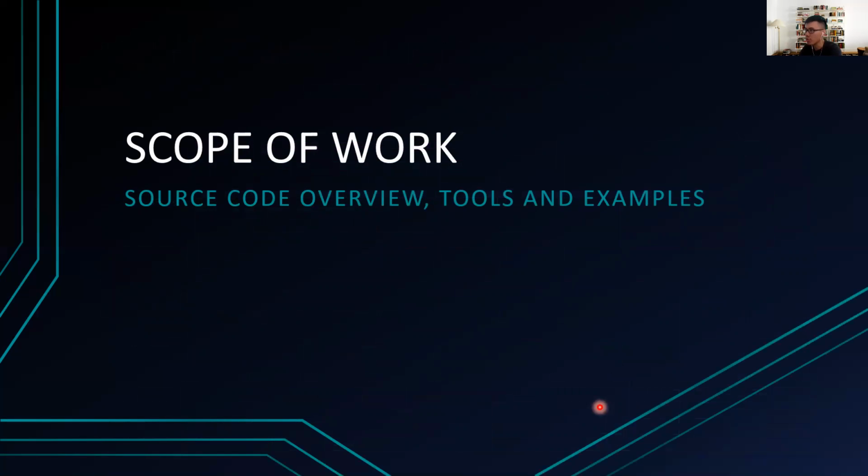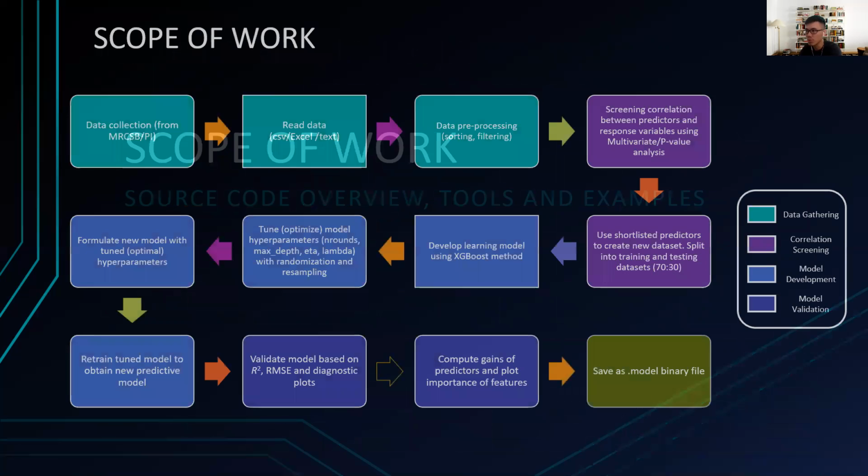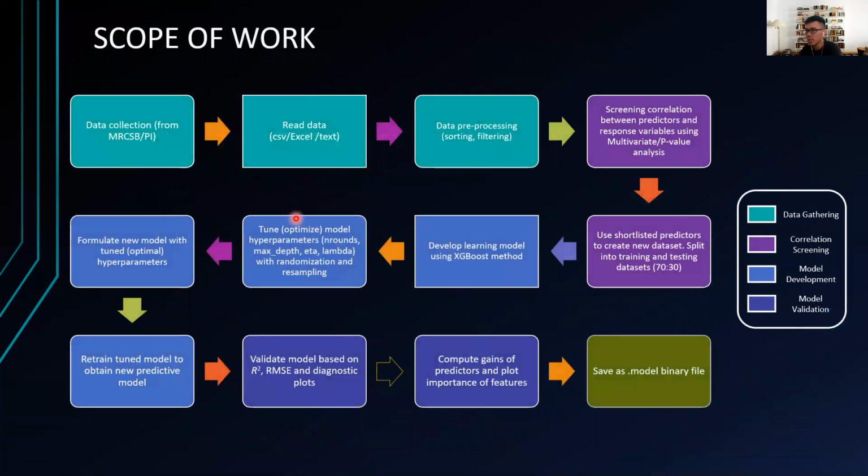Moving on, I have now screened through the scope of work for this project and the tools utilized. Here's the tentative but almost standard scope of work for most statistical modeling work. I've segregated them into 4 main phases, denoted by the 4 different colors here. The first phase involves the data gathering phase, and the first step is the data collection step, which is done by the Petronas project team.